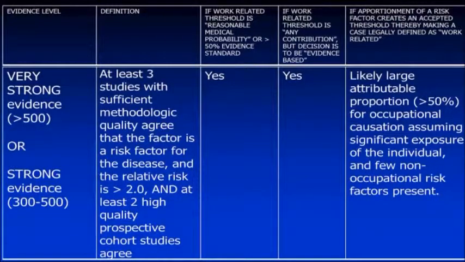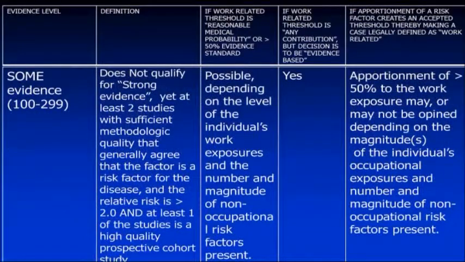Okay? In addition to that, what we did is we helped you understand that if a reasonable medical probability, or your state's definition is 50% or greater, then it will fall in that third column. If the work threshold is any contribution, but still has to be evidence-based, it falls in the fourth column. Some states allow for apportionment.